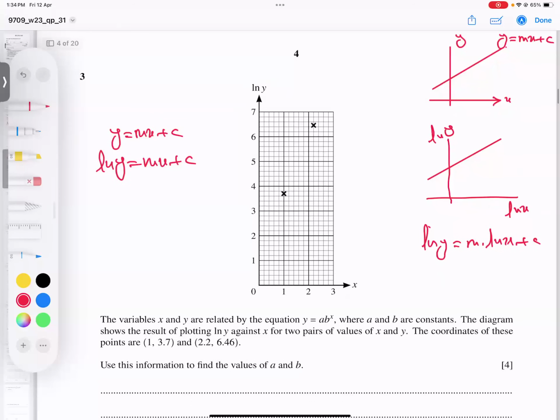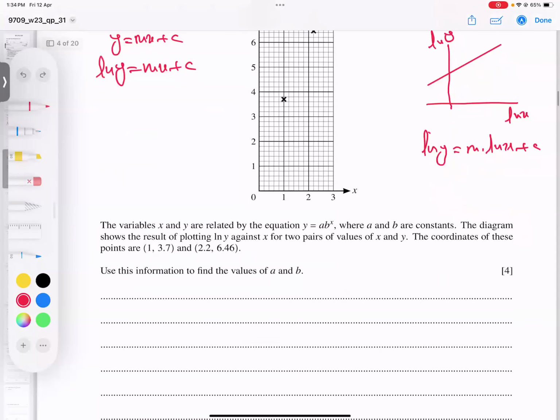So let's start. First of all, he has given us 2 points, okay? And he has given us this equation. So job number 1, what did he say? That this equation is given. The diagram shows the result of ln y against x. 2 pairs of values are given, and use this equation to find the values of a and b. So what is the method, students, to get this kind of thing?